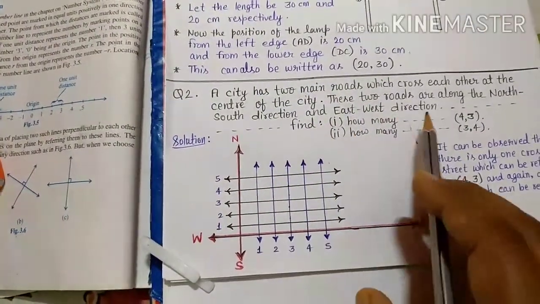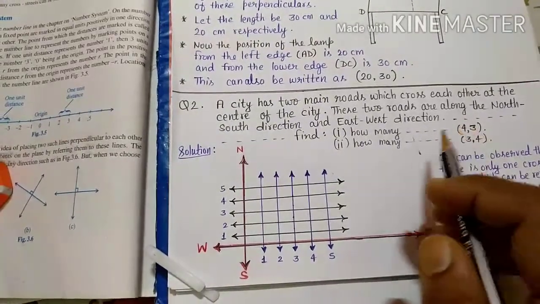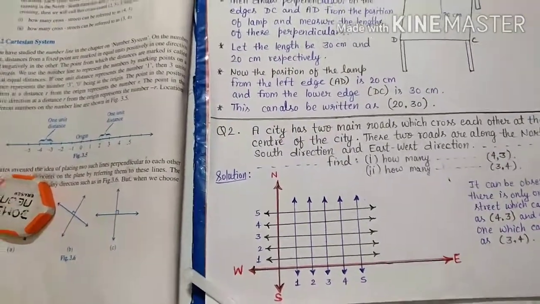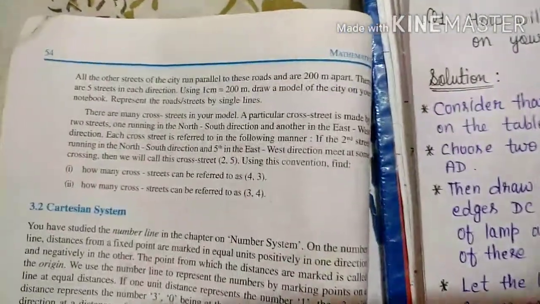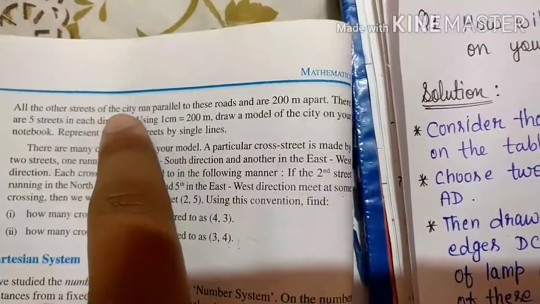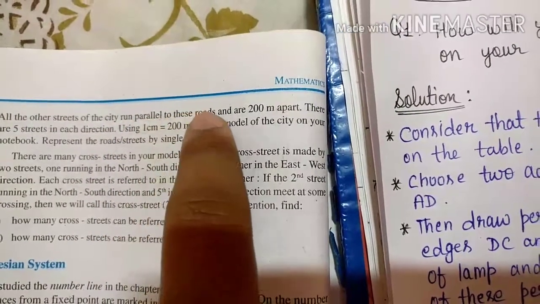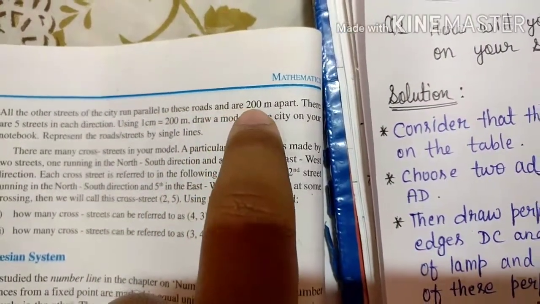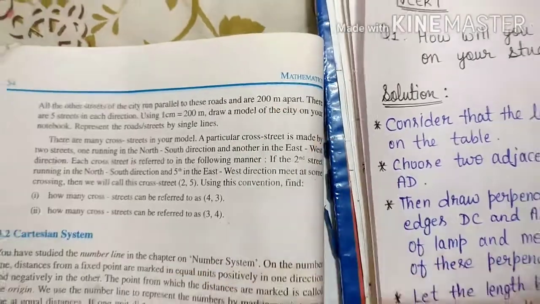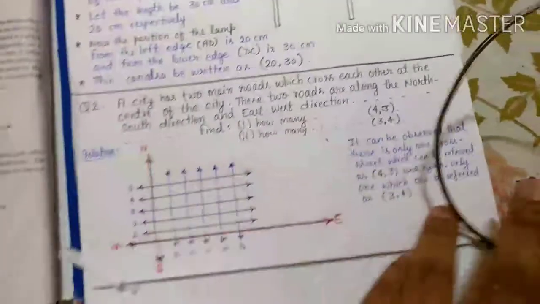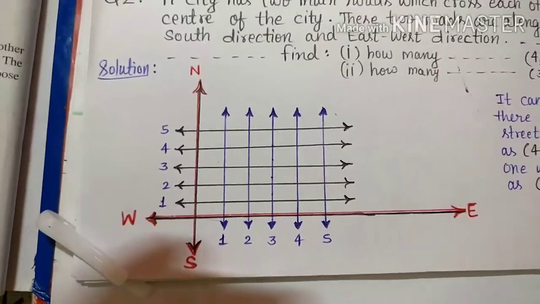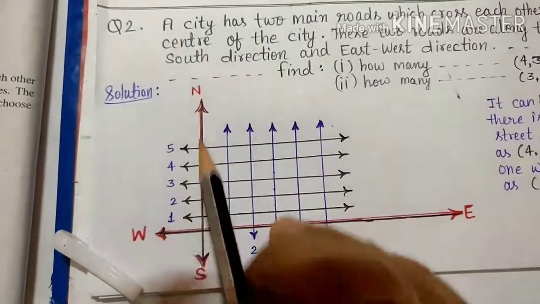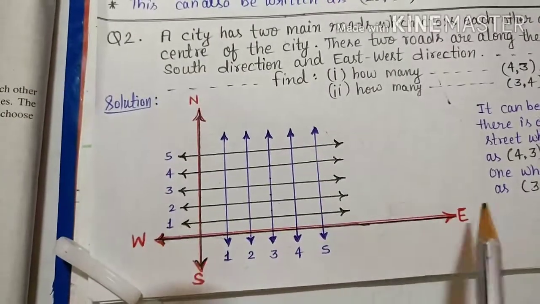Now the question is too long, that's why I have not written the full question here. You can check from the book, or I will send you the question. Now they are saying all the other streets of the city run parallel to these roads and are 200 meter apart. Other streets of the city run parallel to these roads, which are along the north-south and east-west directions.